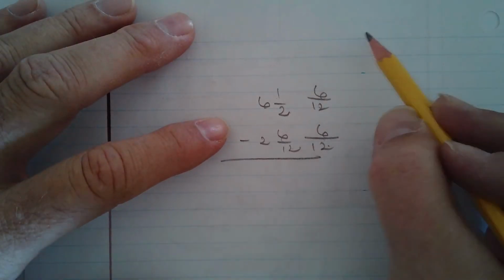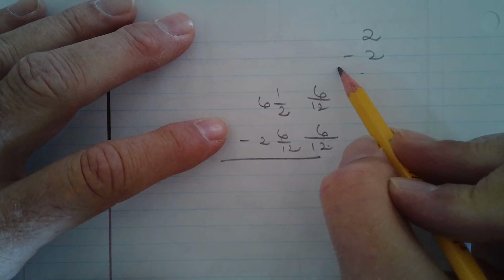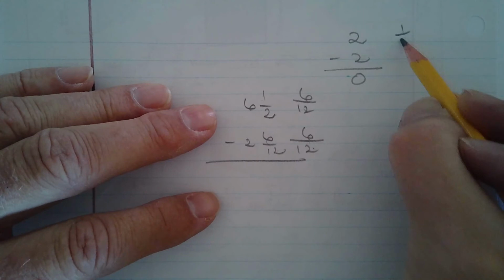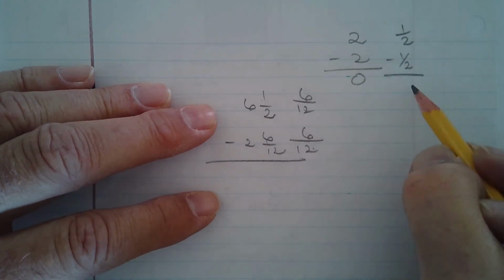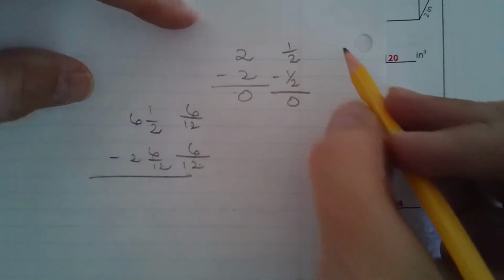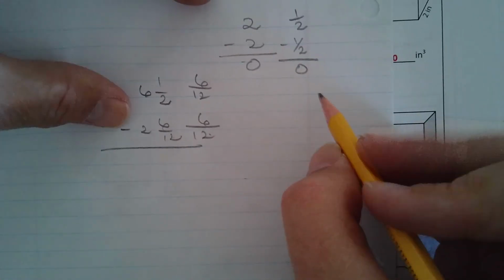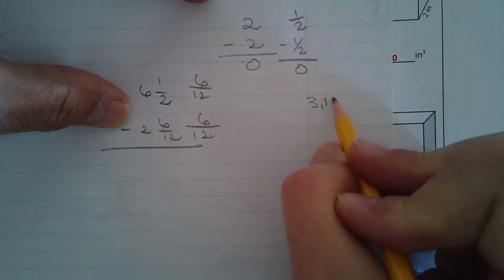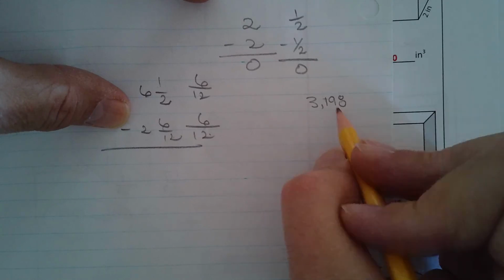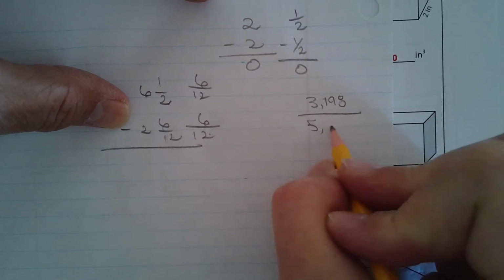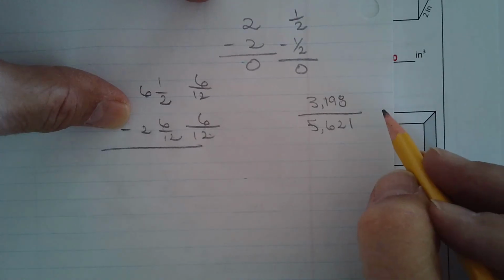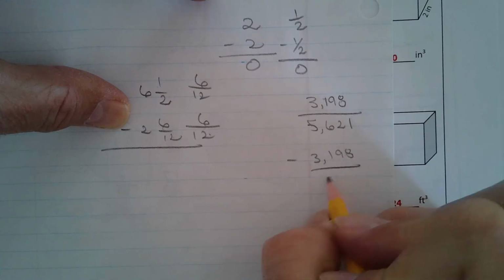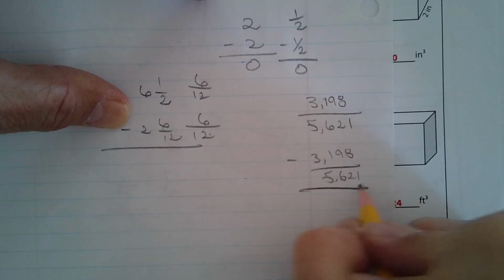If I subtracted 2 from 2, what do I get? 0. If I subtracted 1/2 from 1/2, what do I get? 0. What if I subtracted, let's say, 3,198 over 5,621, and so I was subtracting 3,198 from 5,621. What would I get? 0.